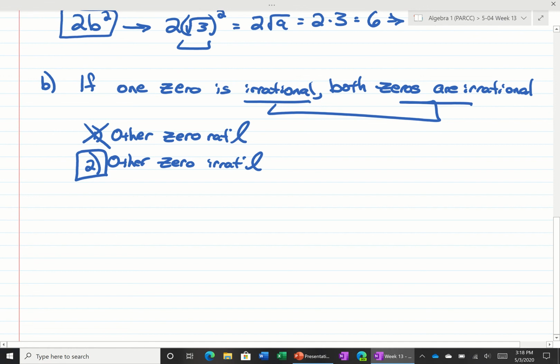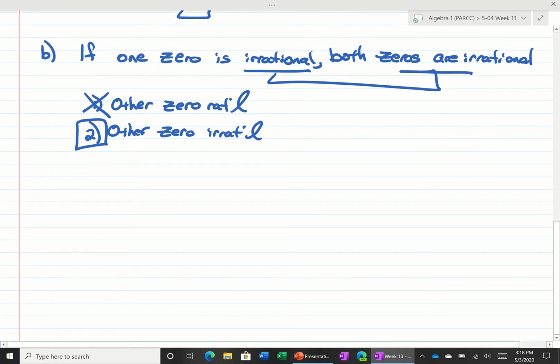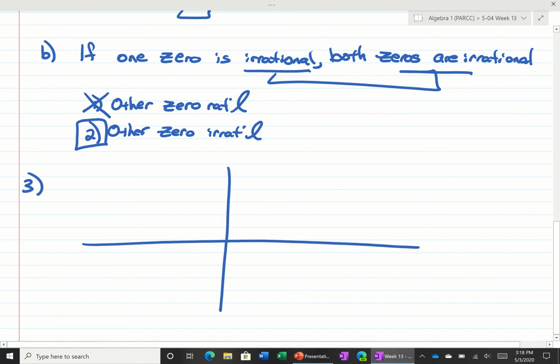And looking at problem number 3, it says looking at the graph, write the coordinates of the zeros. So for problem number 3, the graph looks something like this. Now zeros mean x-intercepts. So it looks like it crosses at -2. It looks like it crosses at 1, and it crosses at 2. And it crosses the y-axis at 4.